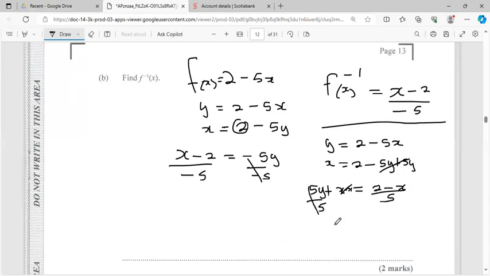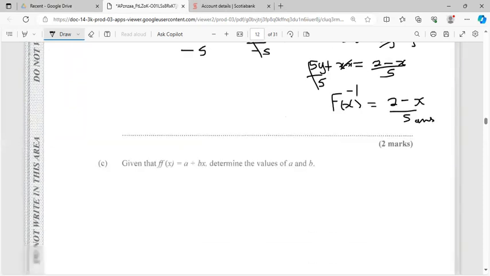So the inverse would be, which both of them is actually the same thing, just that one wouldn't have the negative hanging out. So that would be 2 minus x over positive 5. So both are correct. Alright, let's move on to the next one.